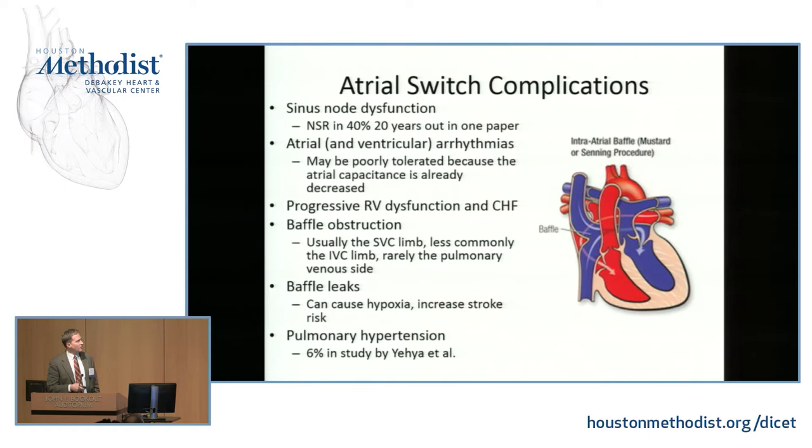This RV was not designed to pump to the aorta. It's prone to fail. You can get heart failure from RV dysfunction. The tricuspid valve is having to deal with those high pressures. It's prone to leak. And you can get into this vicious cycle where the tricuspid valve leaks, the RV becomes dysfunctional, that dilates the RV, the tricuspid valve leaks even more, and a nasty cycle of progressive heart failure.